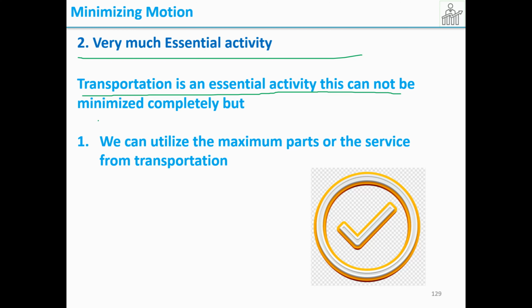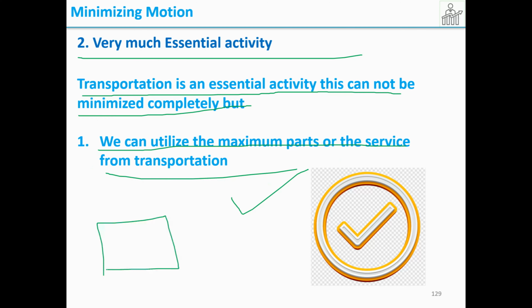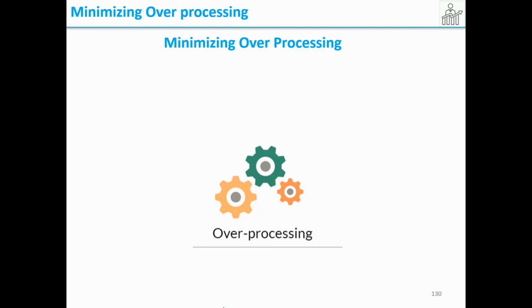So transportation is an essential activity. This cannot be minimized completely, but we can utilize the maximum parts or the service from the transportation. That means, say there is a truck with a capacity of 10,000 products. You should not send 8,000 products. You need to utilize the maximum capacity of the transportation. In this way, we can minimize the waste of transportation.